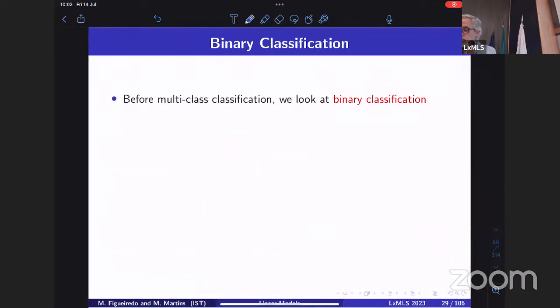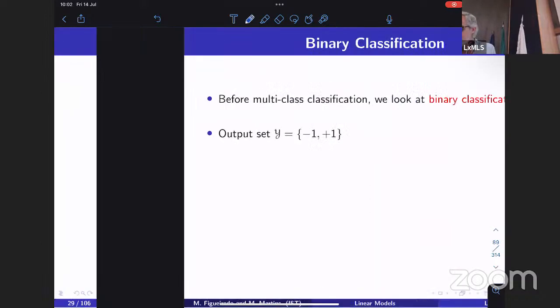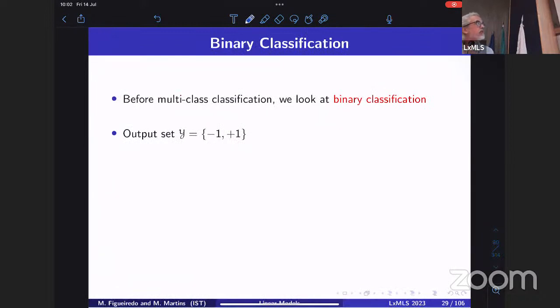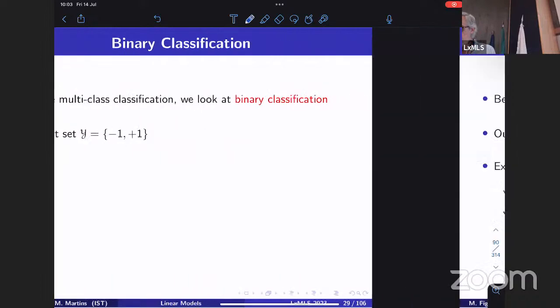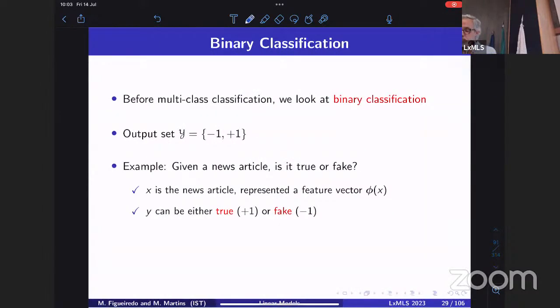So now let's move on to classification. Before multi-class, I hate this word multi-class, because two is also multi. Multi is more than one, but okay. Let's look at binary. The output set is minus one, plus one. It could be A, B, red and green, whatever, it's just a pair of objects. But it's very convenient to write it as minus one, plus one for mathematical reasons. Examples we already saw, say fake detection, lots of examples.